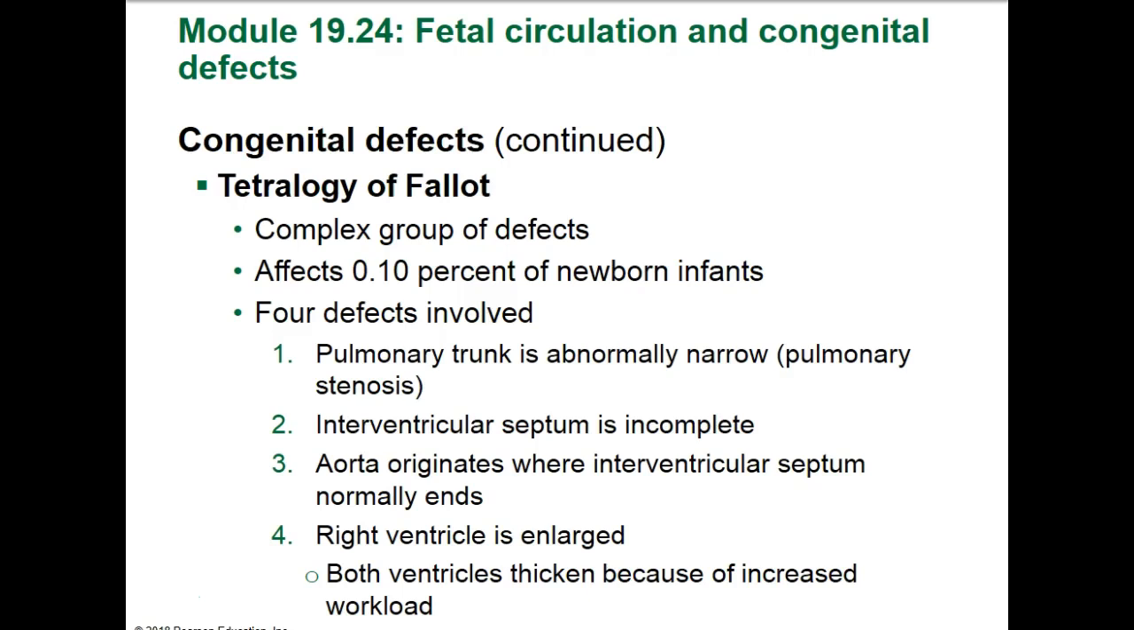Tetralogy of Fallot. This is a complex group of defects. About 0.10% of newborn infants have this. And the 4 defects involve pulmonary trunk being abnormally narrow, also called pulmonary stenosis. The interventricular septum may be incomplete. An aorta may originate where the interventricular septum normally ends, or the right ventricle is enlarged. In that case, both ventricles thicken because of the increased workload.